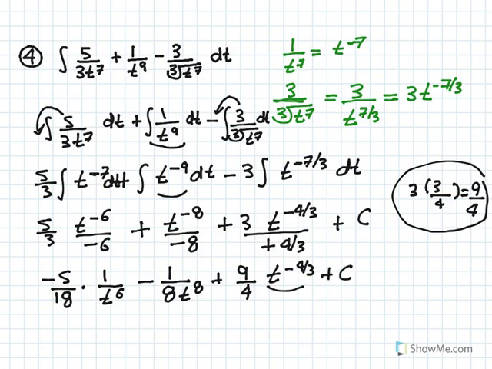I guess we can simplify this as well. And the final answer is negative 5 over 18t to the 6 minus 1 over 8t to the 8 plus 9 over 4 t to the 4/3 plus C.